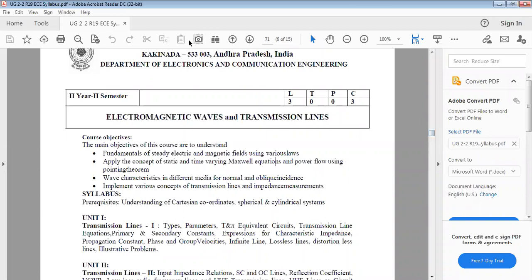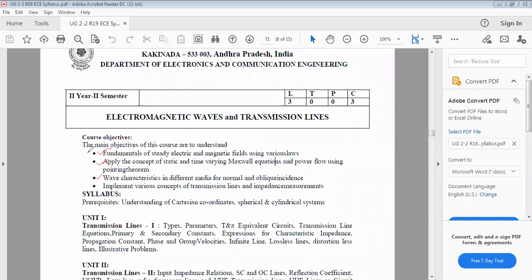The next course objective is to implement various concepts of transmission lines and impedance measurements. See here, the course objectives are quite opposite to the contents given in the syllabus. We started with transmission lines 1, transmission lines 2, but the course objectives remain the same as earlier. The first three course objectives: fundamentals of electric and magnetic fields, applying the concept of static and time varying Maxwell's equations, and wave characteristics.